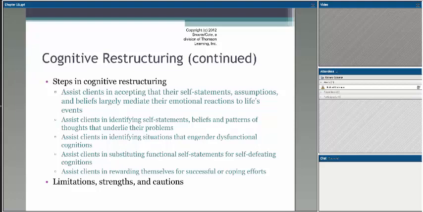So when we think about it, we're looking at the areas in blue in terms of these particular ways that we would intervene. Looking at self-statements, looking at identifying situations that engender this dysfunctional cognition, looking at rewarding folks for when they're able to recognize what we've set up for them and follow through with that, looking at self-statements, beliefs, patterns of thoughts that underlie the problem.